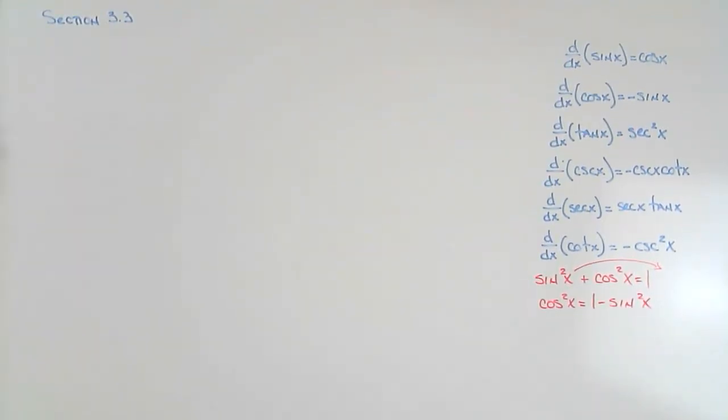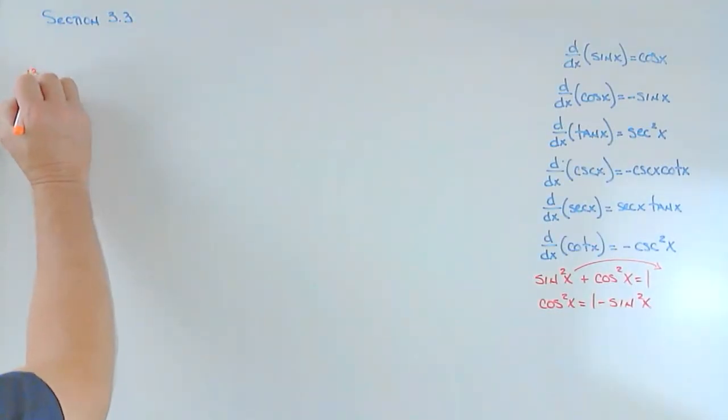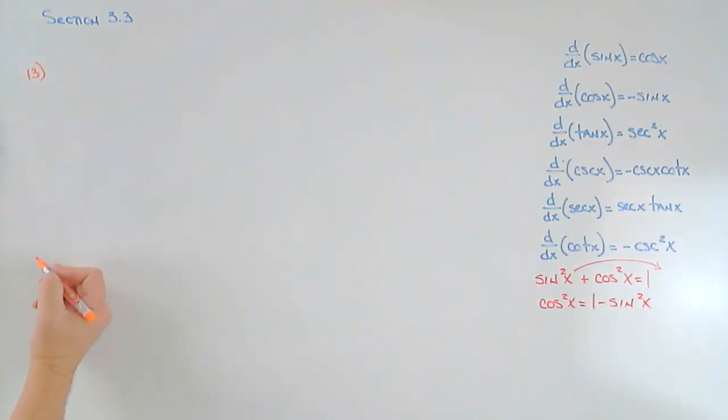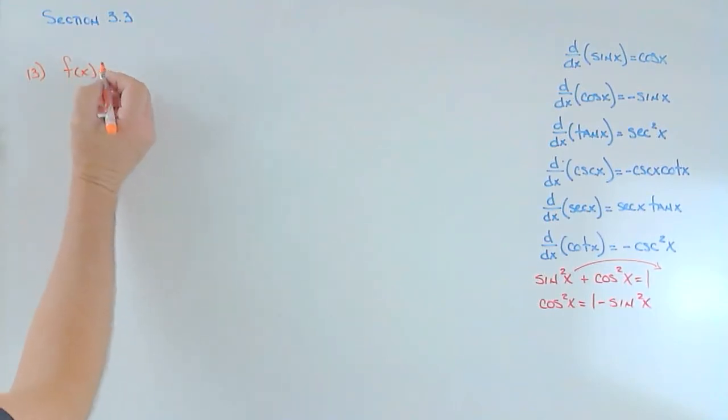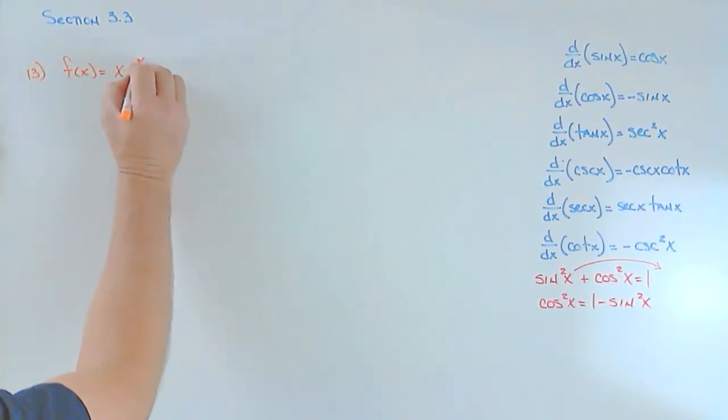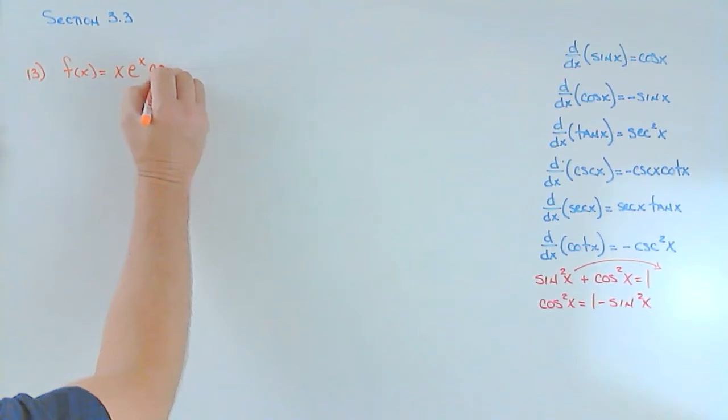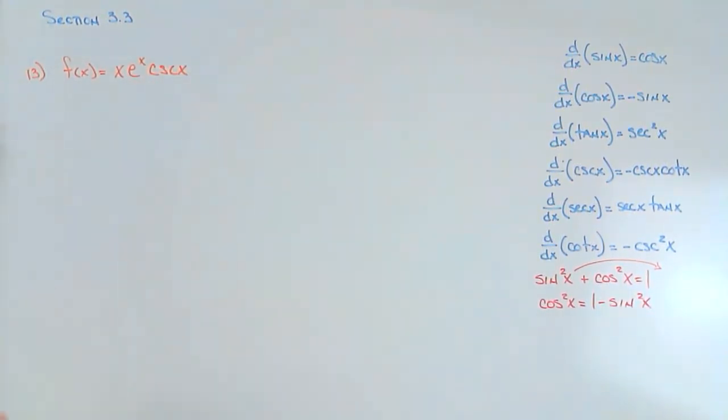If we look at a problem like number 13, right? In problem 13, they're just torturing us. This is what's happening in problem 13. We have x e to the x cosecant x. Now, when you take a look at this, what you have to realize is that's 3 functions multiplied together. Now, we don't have a product rule for 3 functions. Right? They didn't present us with a product rule for 3 functions.